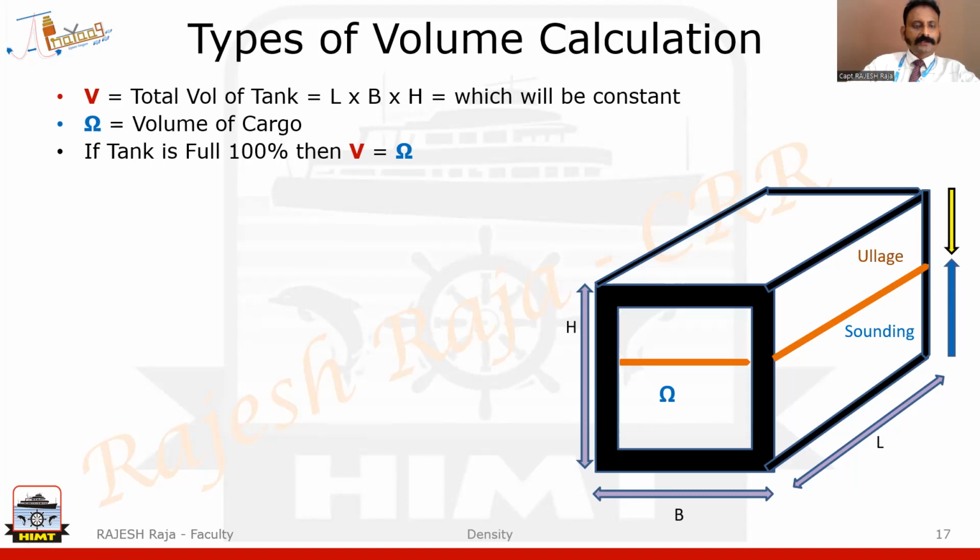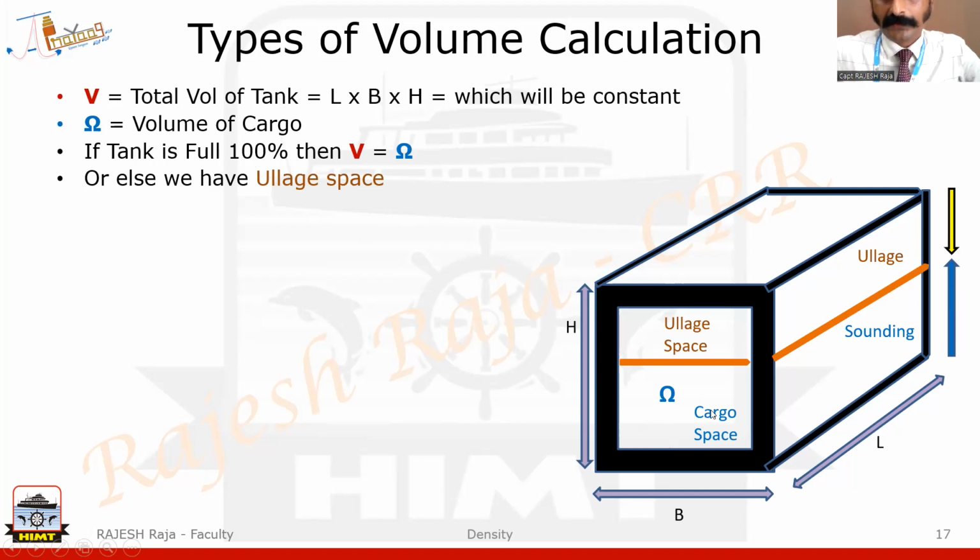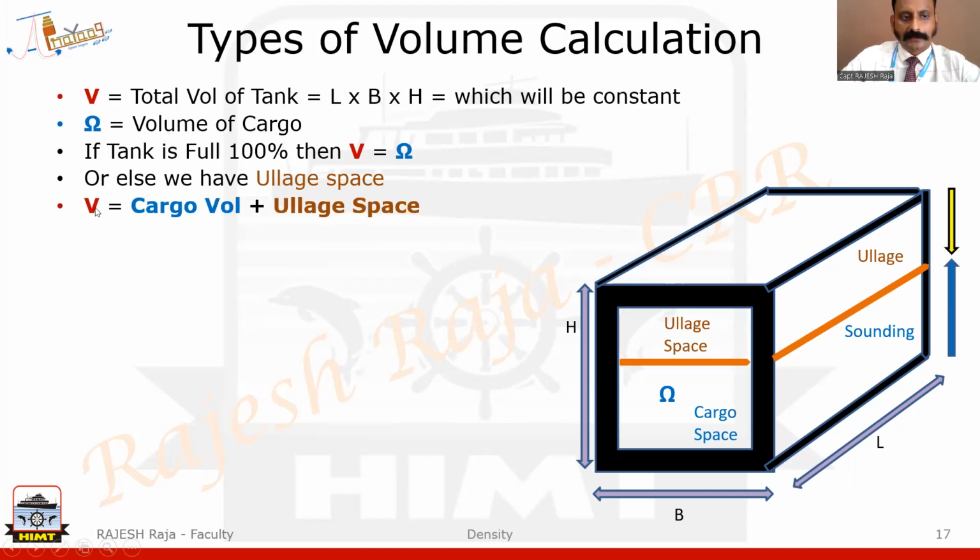And if I give you a condition, the tank is full, that means capital V is equal to omega. So that means 100% full. But if not, then do you agree that I will have an ullage space on the top and I will have a cargo space on the bottom also. So this is your total tank configuration. Can I write like this? Yes. That means total V, that is the capital V of the tank, is always equal to cargo volume plus ullage space. That is what I've just shown you.